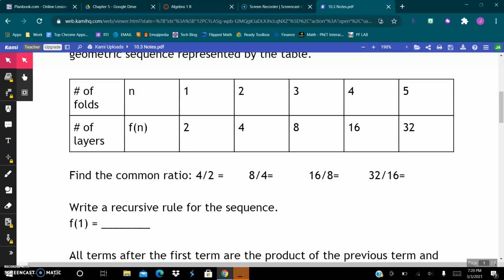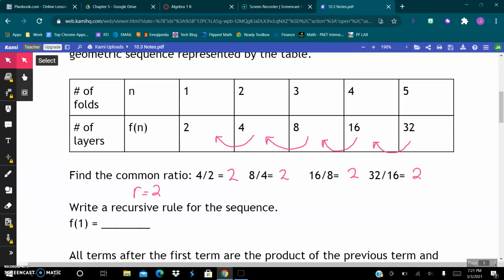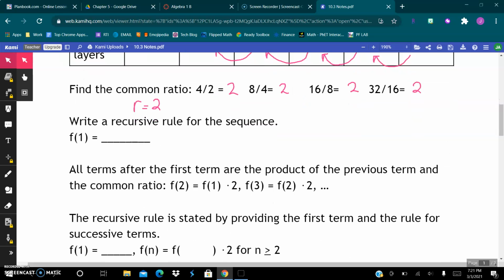So we have to find the common ratio. We do that by taking the second term and dividing it by the first term. So 4 divided by 2 is 2. Then the next term divided by the term in front of it: 8 divided by 4 is also 2. Then 16 divided by 8, and 32 divided by 16. So the common ratio is 2. R equals 2.